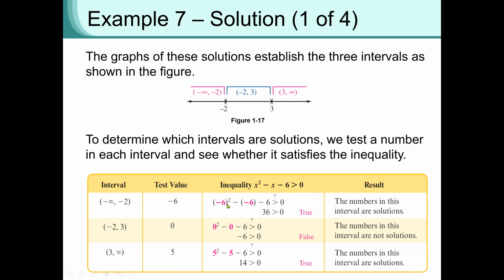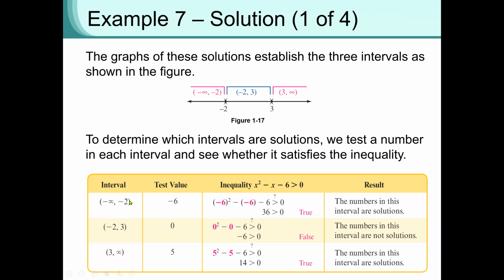So when we plug it in, we get 36 plus 6 minus 6, where the 6s cancel. So we have 36 is greater than 0, which is true. So this means our interval here is a solution. Now the second interval is -2 to 3. We can take 0 or 1 or 2. We decided to take 0. If you even take -4 or any negative value less than -2, you will still get true.